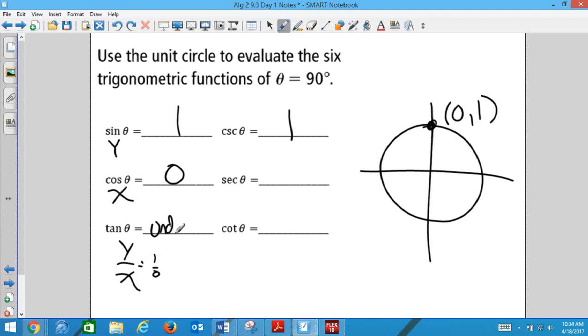Undefined. So what's the abbreviation for undefined? Okay, then when we flip cosine, when we flip 0, we get undefined. And then when we flip undefined, when you flip 1 over 0, you get 0 over 1. So 0. All right, on the next page is a try.